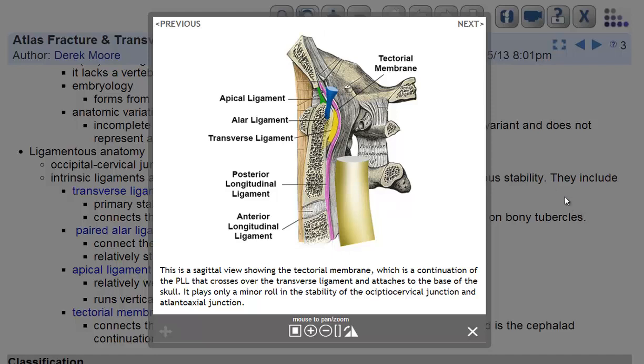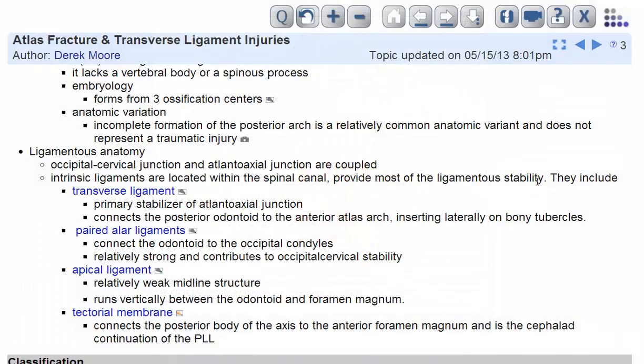So we will actually revise that question. Hopefully going over it acted as a valuable learning lesson. So that's it for atlas fractures and transverse ligament injuries, and hope that was helpful.